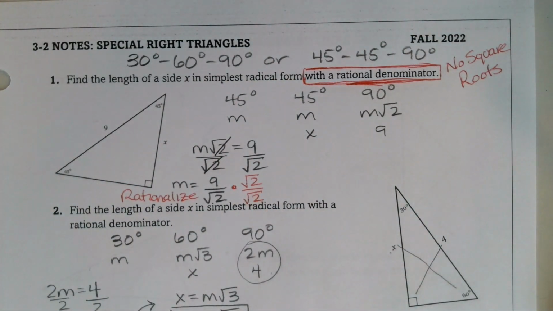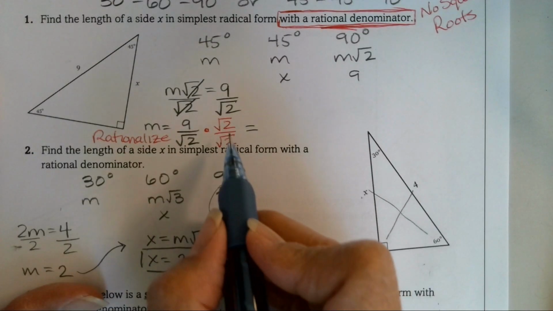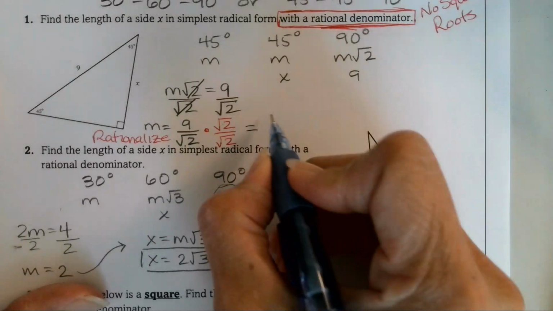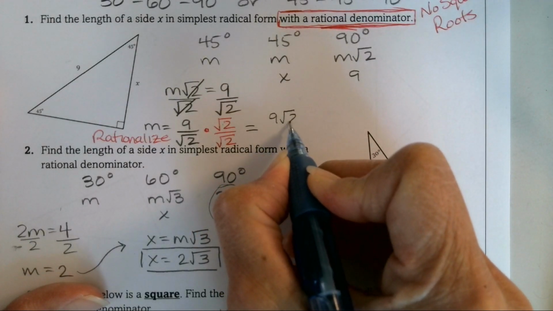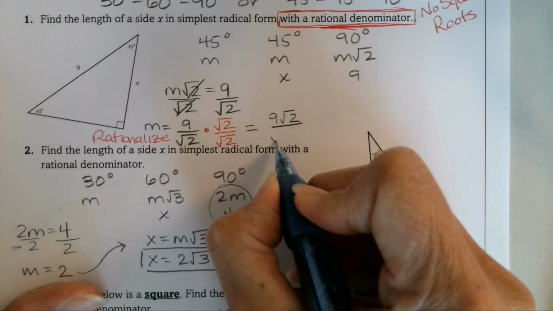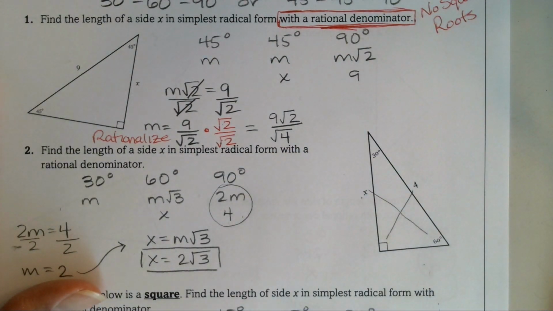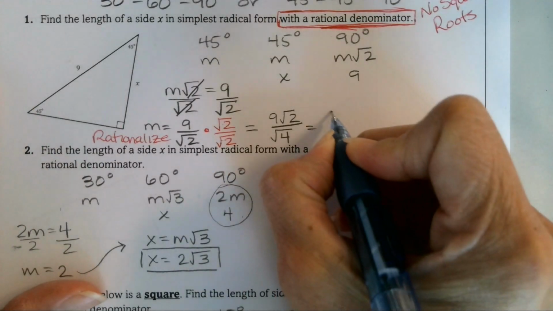Whatever you're trying to get rid of, multiply top and bottom by that radical, okay? And what's going to happen is the following. So if I multiply 9 times square root of 2, I'm just going to put them side by side because they are not like terms. I just put them right next to each other. But square root of 2 times square root of 2, those both are like terms. So I can multiply them and put their answer underneath the radical. But guess what? Square root of 4 is what? It's a 2.